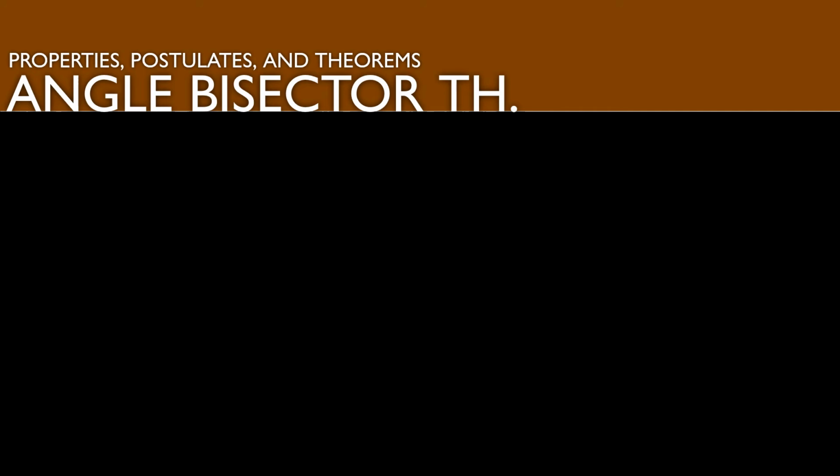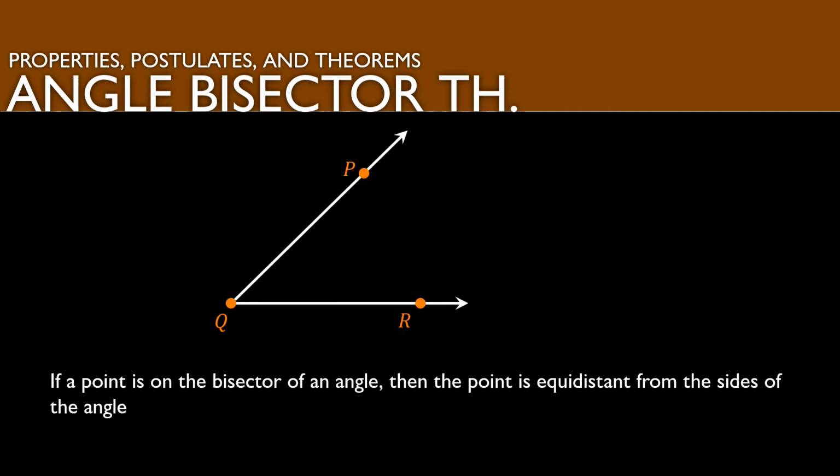Now the next thing you need to know is the angle bisector theorem. So if you've got an angle and there's a bisector for that angle, then any point on that bisector is going to be equidistant from the sides of the angle. Now the key here is that you need to know one specific rule: the shortest distance between a point and a line is always a perpendicular line.